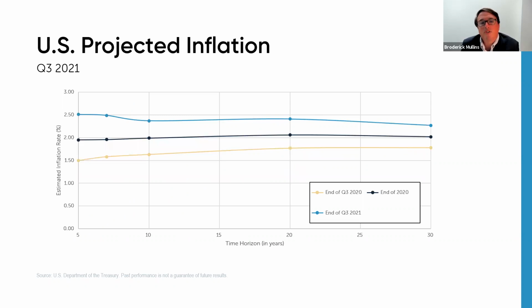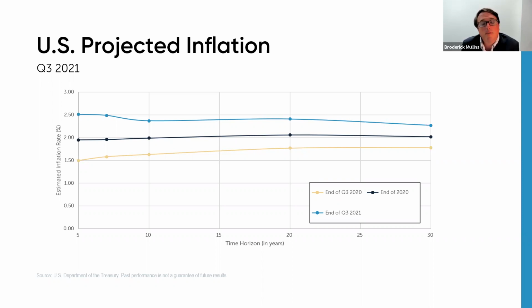Finally, we plot the market's forecast of inflation by taking the difference in yields between the US Treasury bonds and TIPS, which are Treasury inflation-protected securities, at the different maturity levels. Like the last chart, the bright blue line represents current inflation expectations. The dark blue line represents inflation expectations at the end of last year, and the gold line at the end of the third quarter last year. Consistent with what many are expecting and with what we are hearing in the media, inflation expectations are higher compared to this time last year, or even compared to the end of 2020.